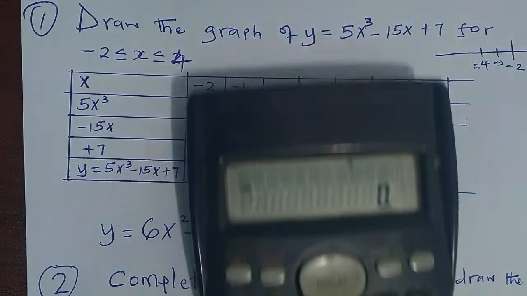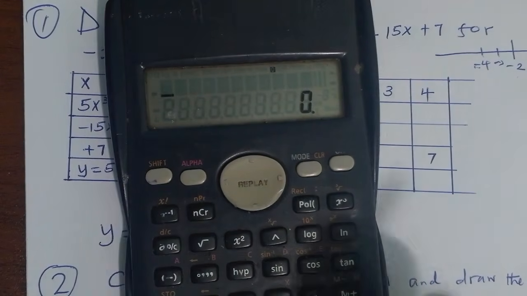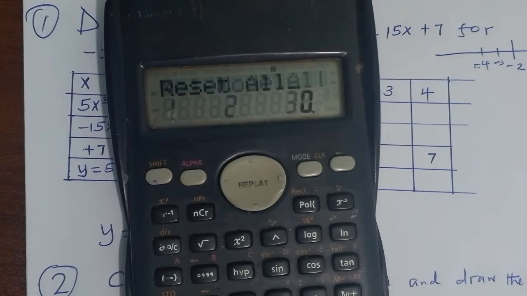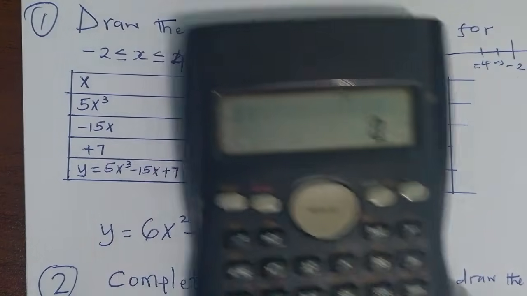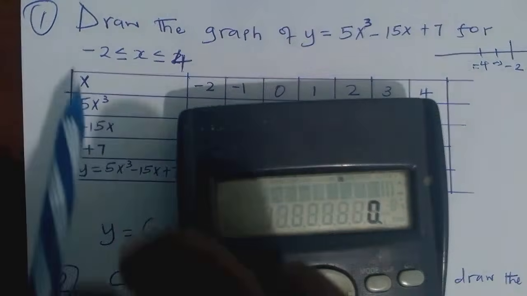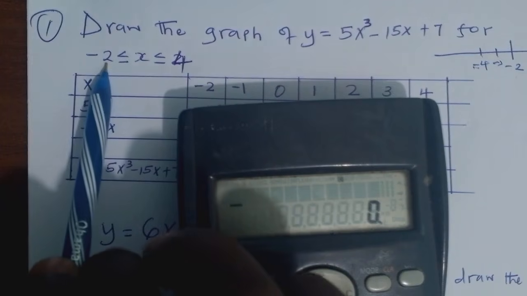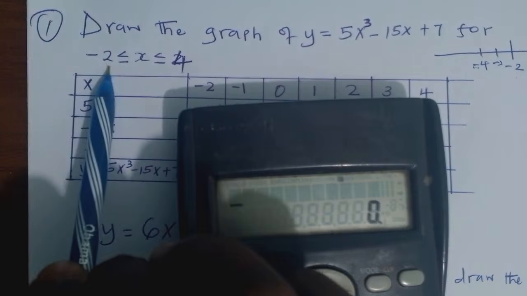So you press -4. First, clear the calculator: press shift, clear, then 3, then equal. That clears the memory. We have told you if it is -2, you will start at -4. If it was 2, you will start at 0, like that.